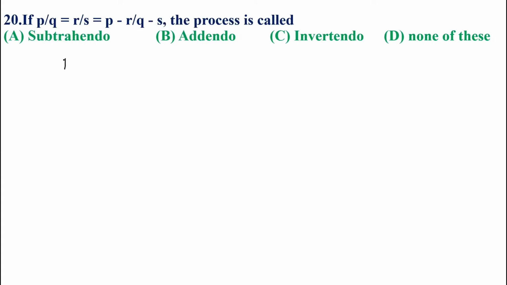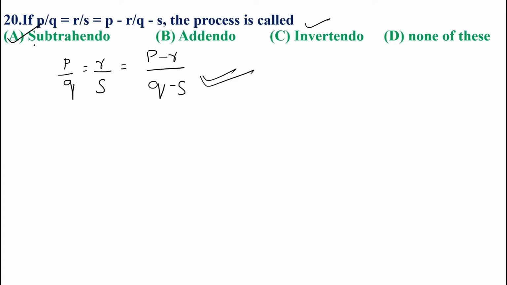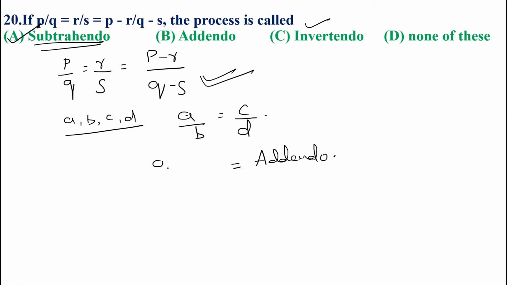If P by Q is equal to R by S, then it is equal to (P minus R) by (Q minus S). This is called subtrahendo. For example, A, B, C, D are in proportion, means A by B is equal to C by D. So this will become (A plus C) by (B plus D), called addendo. (A minus C) by (B minus D) is called subtrahendo.